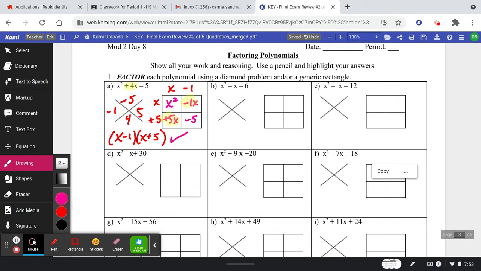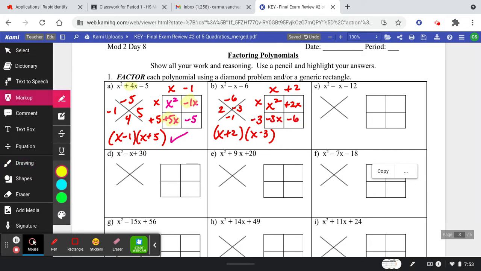Okay, so let's go through, and remember, pause the video, try some of these, and then replay it and see how you did. On this next one, we're going what times what makes -6 and subtracts to give me -1. I'm thinking 2 times 3 makes 6. And this time the 3 gets the negative because 2 minus 3 is -1. So we put x plus 2, x minus 3, and then we test it out. x times x is x squared plus 2x minus 3x minus 6. And I look to see that -3x plus 2x does give me a -1x.